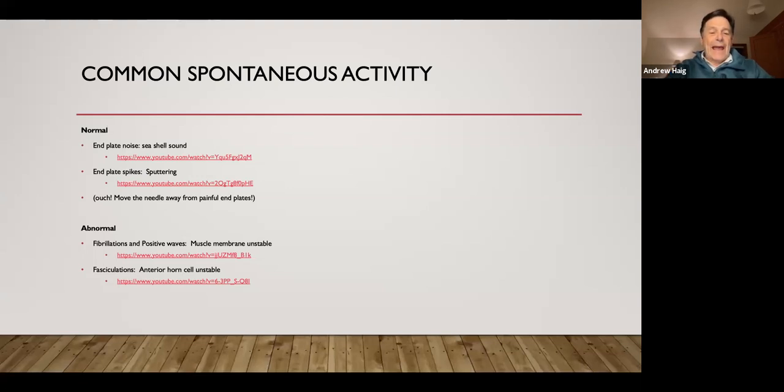The most important abnormal spontaneous activity are fibrillation potentials. And if you remember, if the needle's touching it or close to it, you can get a positive wave, which is a little different shape and a little different sound. These mean the muscle membrane is unstable. And the most important reason for that is that there's a nerve not plugged into the muscle, okay?